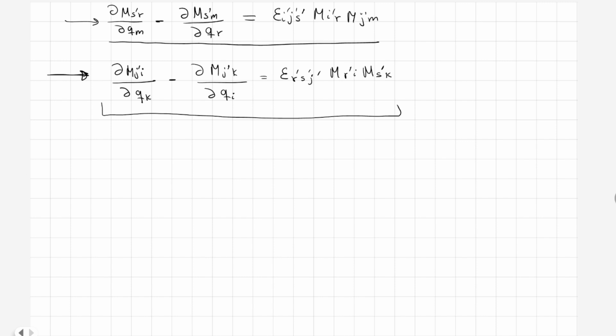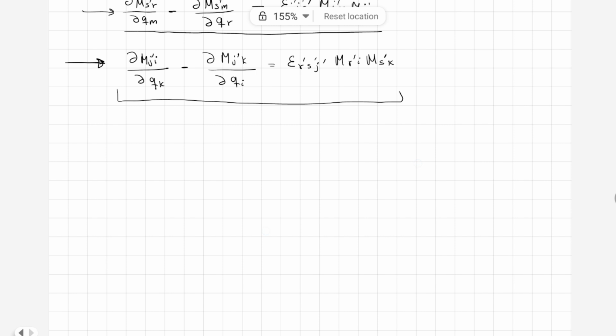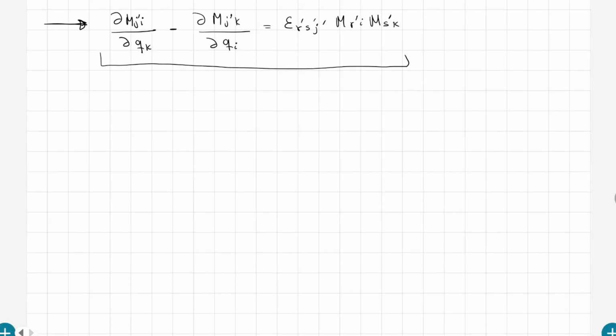So what we are going to do is something very easy. We are going to take the Lagrangian of a rigid body in terms of the inertia tensor, and we are going to take that Lagrangian into the Lagrange equations, and we are going to see what happens.